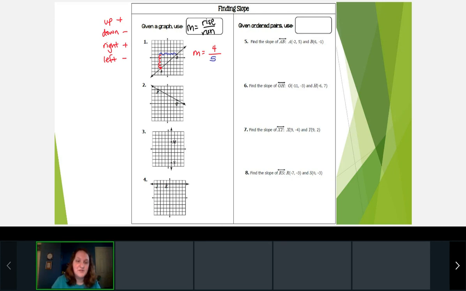Let's practice on number 2. Okay, so pick whichever point you want to start with. Count your blocks. How many do you rise? How many do you run? If you're going up, it's a positive. If you're going down, it's negative. If you're going right, it's positive. If you're going left, it's negative. So let's do number 2. If you need to zoom in so you can count the blocks, please, you may do that. Once you have an answer, type it in the chat for me.